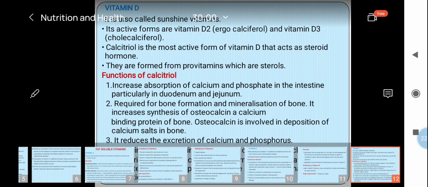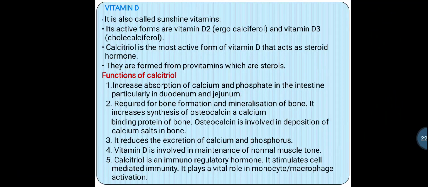Next one is vitamin D. Vitamin D is also known as a sunshine vitamin. There are again two active forms of vitamin D, that is vitamin D2, which is known as ergocalciferol, and vitamin D3, which is known as cholecalciferol.